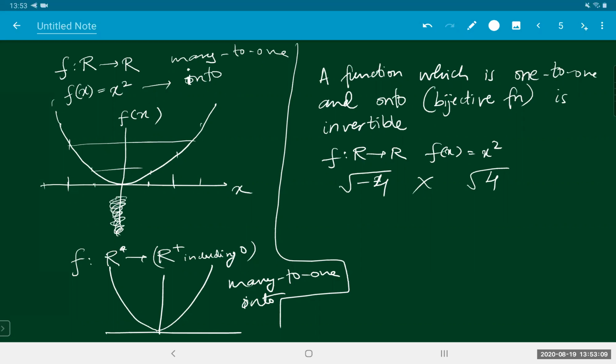Any questions? Let's look at some examples. What can you say about this function? F from real numbers to real numbers defined by f of x is equal to x. And if you want, I'll plot the graph for you just to help you. This is just a straight line through the origin. Is this one to one or many to one? And is this into or onto?